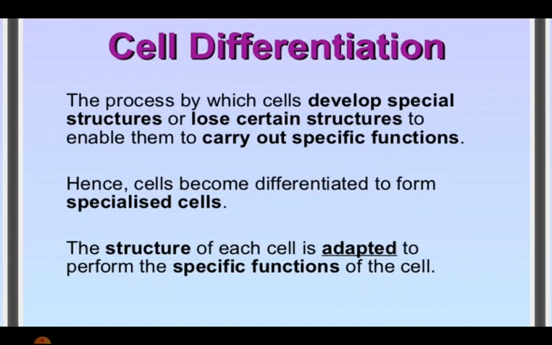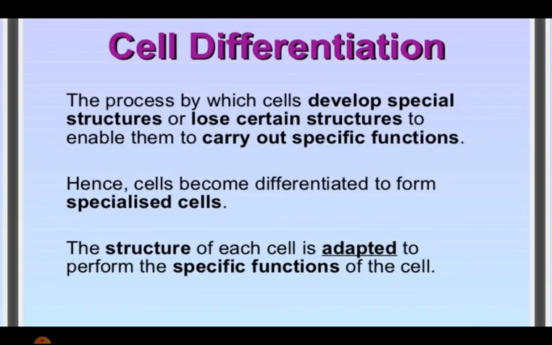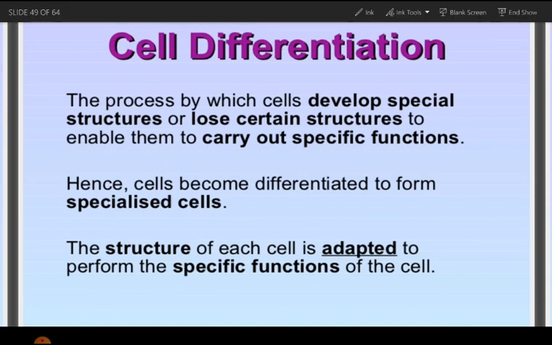Next we see what is cell differentiation. Now look at this picture again. These are specialized cells, and the process by which these specialized cells are formed, that important process is known as cell differentiation. During this process, special structures, a specificity to the cell is incorporated, and the process by which cells develop special structures or lose certain structures to enable them to carry out specific functions.